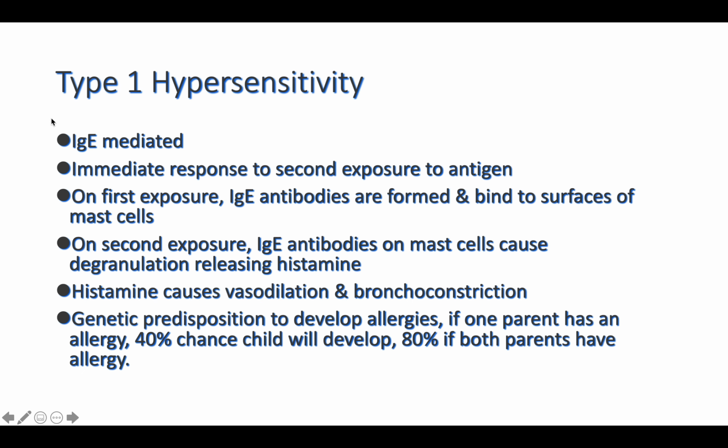So here, now to break it down a little bit more, other than what I just told you, type 1 hypersensitivity is mediated by IgE, an immediate response to the second exposure of the antigen. On the first exposure, those antibodies, the IgE antibodies, are formed, and they bind to the surface of the mast cells. On the second exposure, the IgE antibodies on the mast cells cause degranulation, releasing histamine, and we know what histamine does. It's responsible for causing a lot of the allergic reactions.